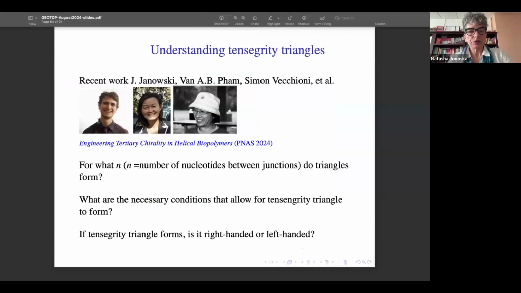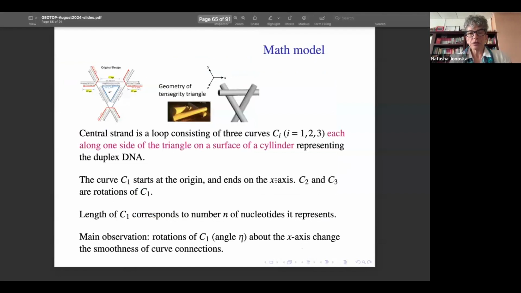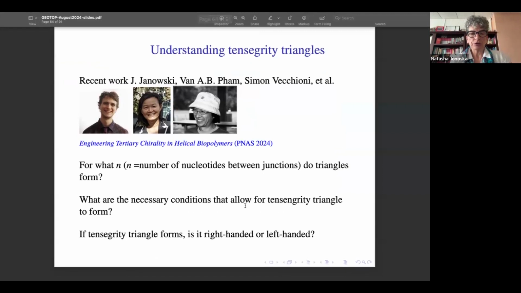This is joint work with Ned's lab. Simon was the person we talked to the most, and Van is our postdoc, and also Masahiko. So we looked at the number of nucleotides between junction molecules, and for what number we actually end up with a triangle. What are the necessary conditions to get this triangle formed? And when do we have left-handed, when do we have right-handed? How about the chirality?